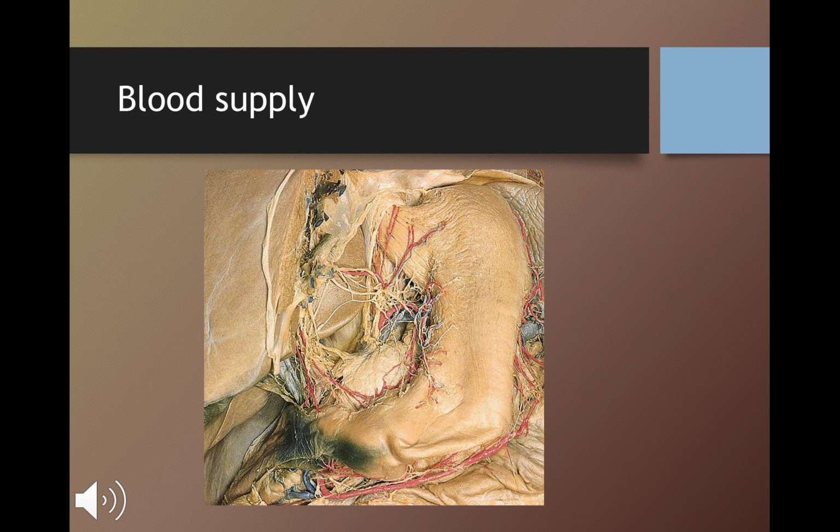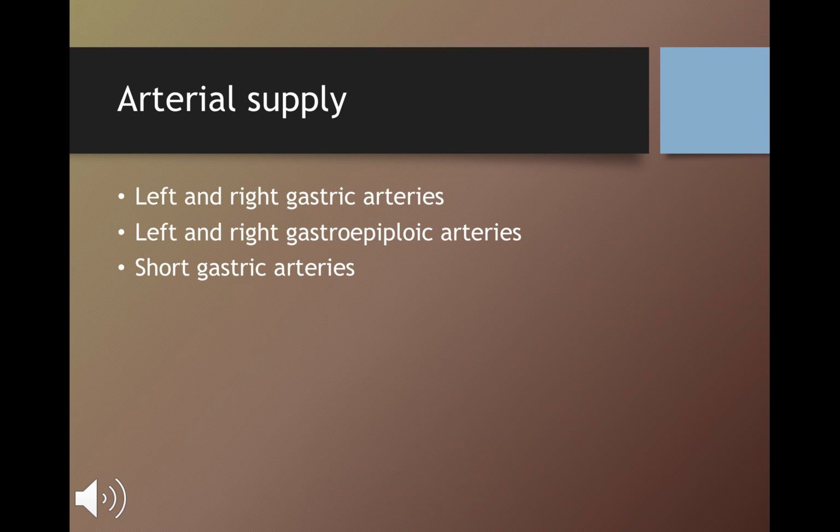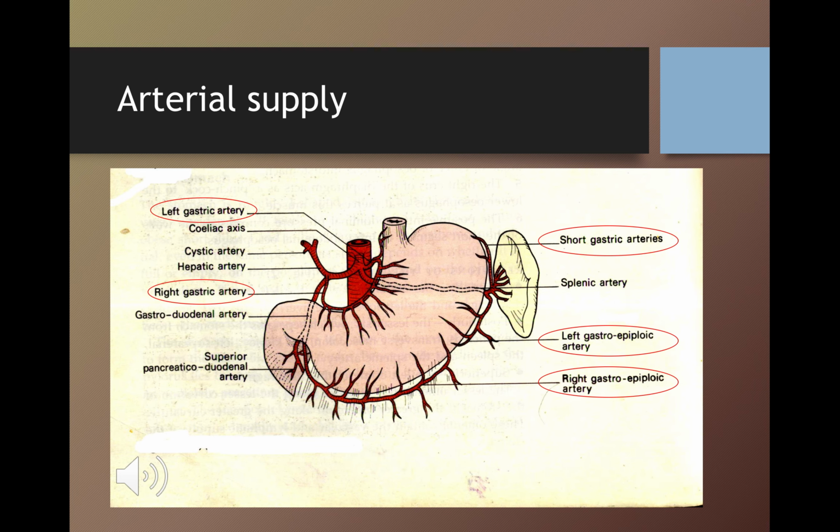Now, let's see how the stomach gets its nutrients. There are 5 named arteries supplying the stomach: left and right gastric arteries, left and right gastroepiploic arteries and short gastric arteries. You can see these arteries here. We need to go a bit deeper to understand the arterial supply of the stomach.